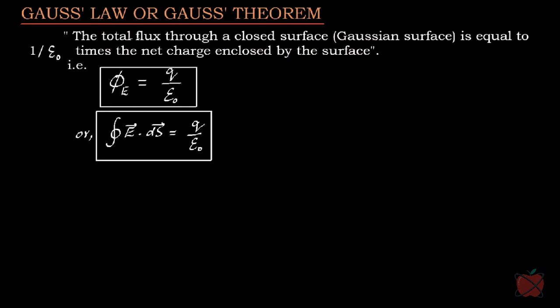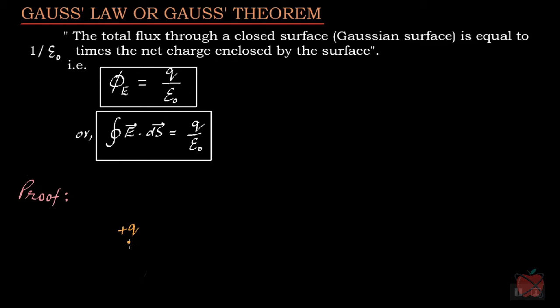According to this law, the total flux through a closed surface called Gaussian surface is equal to 1 by epsilon naught times the net charge enclosed by the surface. That is, flux phi E is equal to Q by epsilon naught, where Q here is the net charge enclosed by the surface. Or in integral form, we write integration of E dot ds is equal to Q by epsilon naught. All right. Okay, so let us prove this law.